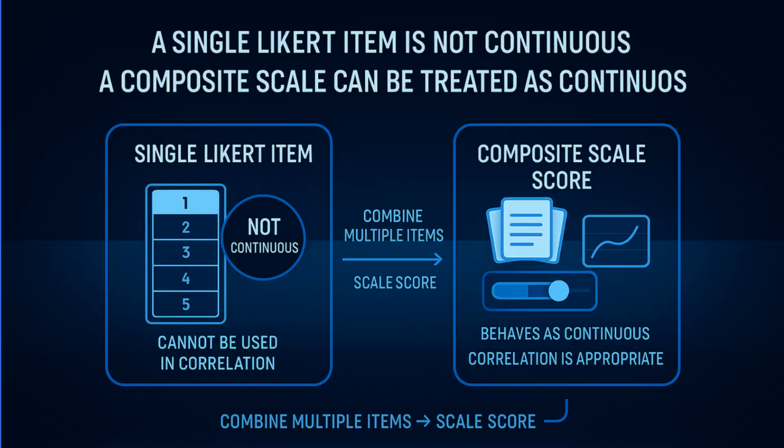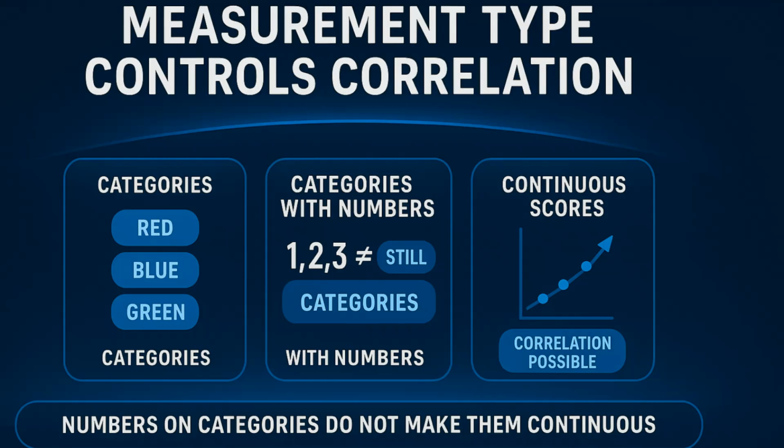However, when multiple Likert items are combined into a composite scale score, the result behaves as continuous data and can be analyzed using correlation. Assigning numbers to categories does not change the nature of the variable. The type of measurement determines whether correlation is possible, not how the data are coded.